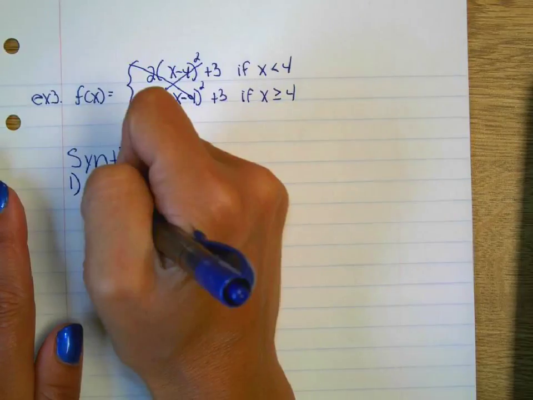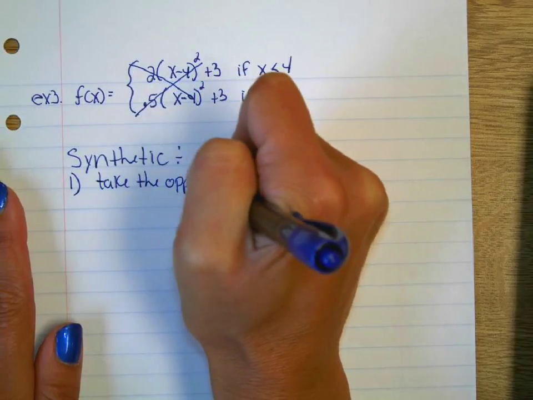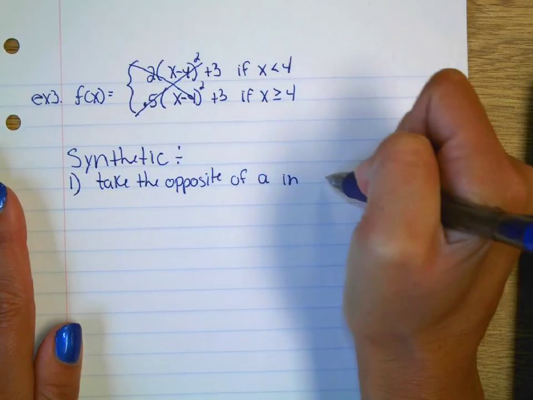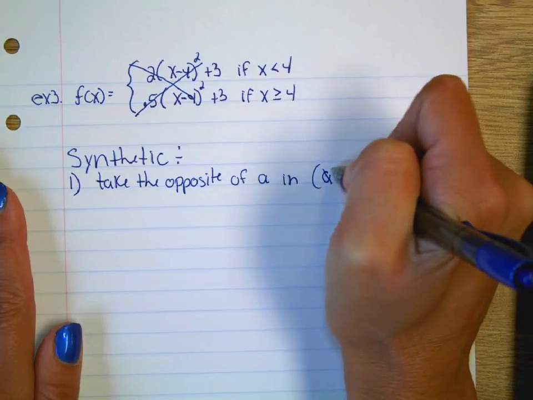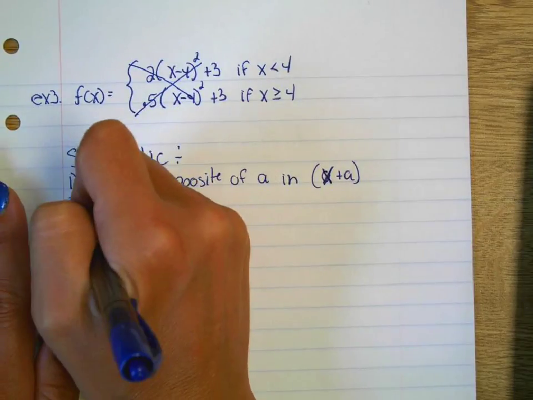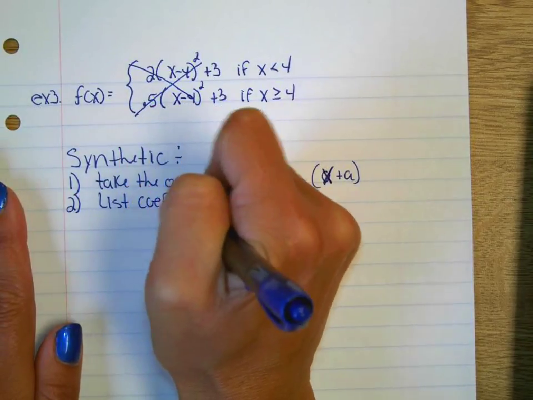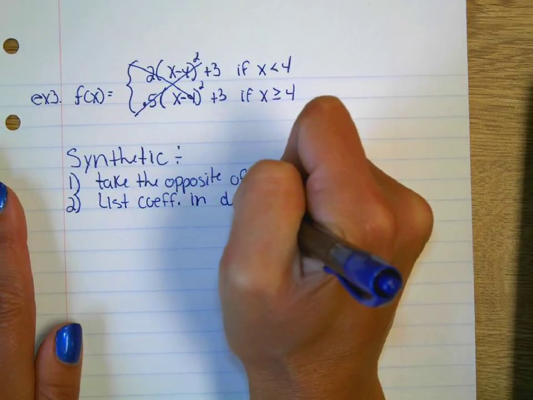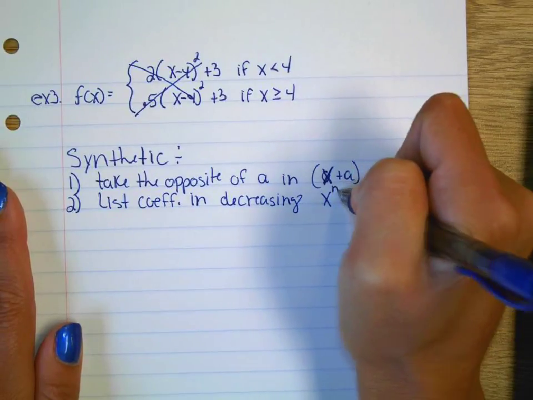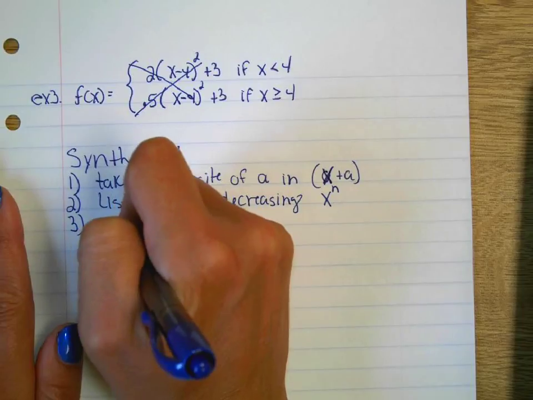The first step is to take the opposite of A in the x plus A binomial. Second, you want to list the coefficients in decreasing powers of x. Third step is to raise the first term.